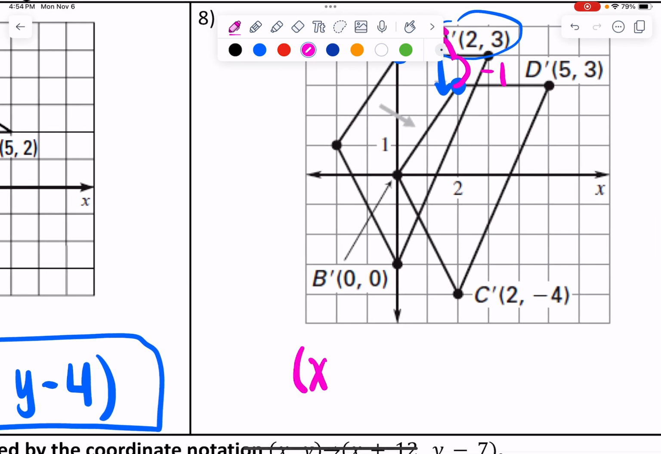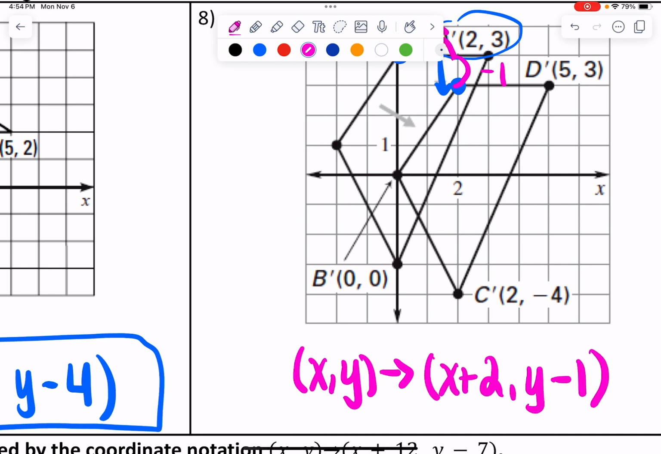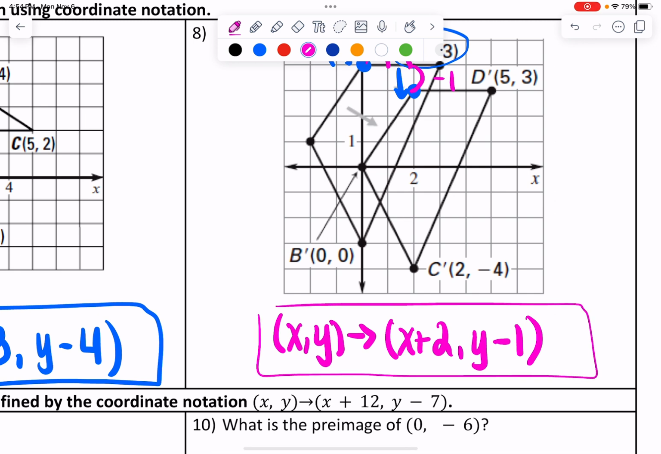So then X, Y, you would have X plus 2, Y minus 1. Okay, and that's all you have to do.